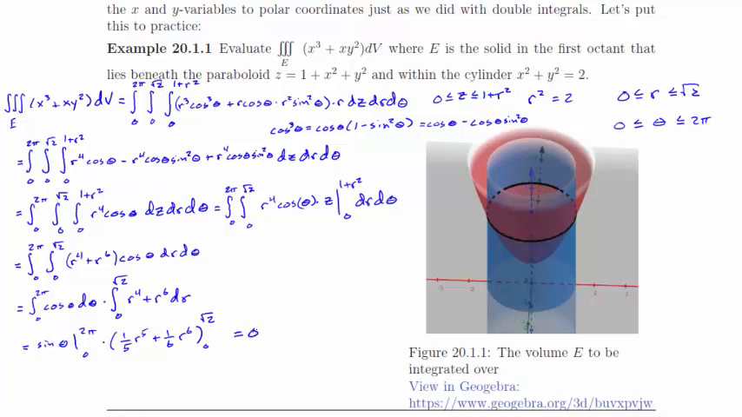And this all equals 0. And that's because sine of 2 pi is 0, sine of 0 is 0, and I don't care what the rest of this is because 0 times anything is 0.